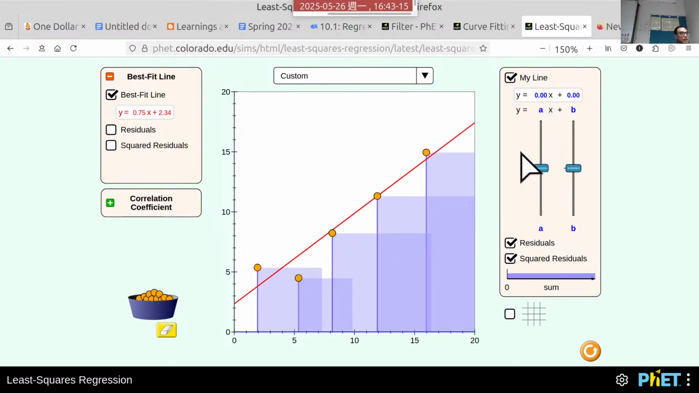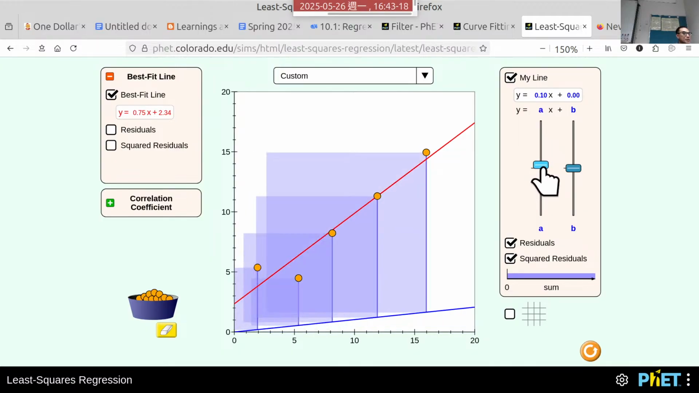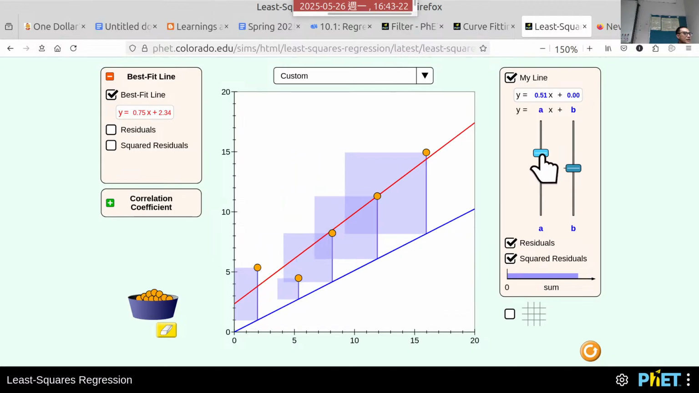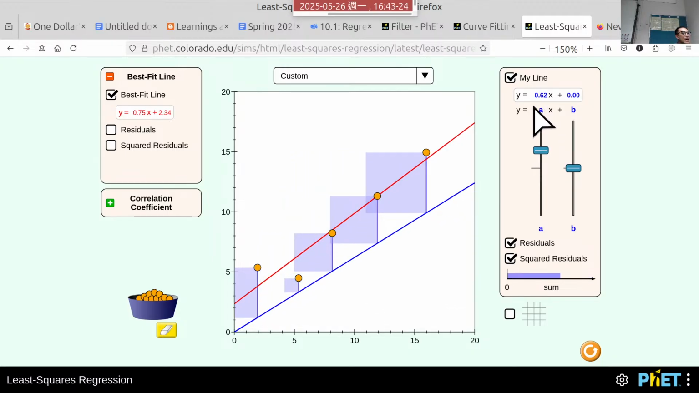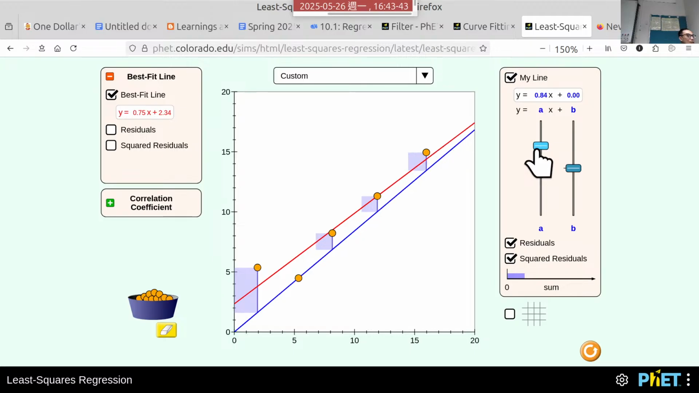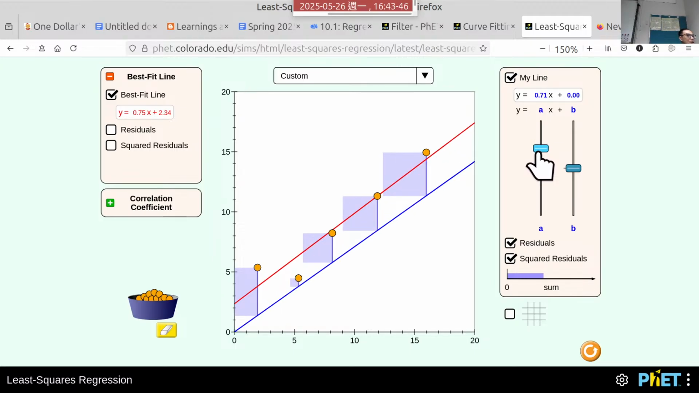Then we can change the x and y. For example, if I increase the value of a, it means the slope. When the slope is 45 degrees, it means the slope is 1. When I increase that close to this one, it looks okay.